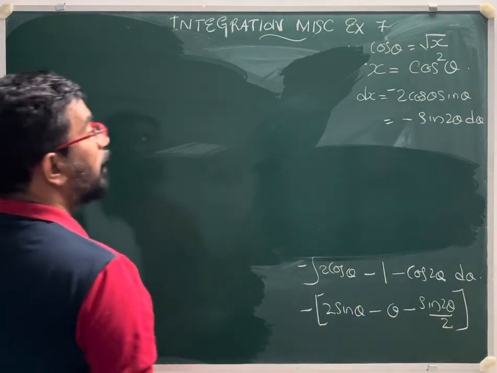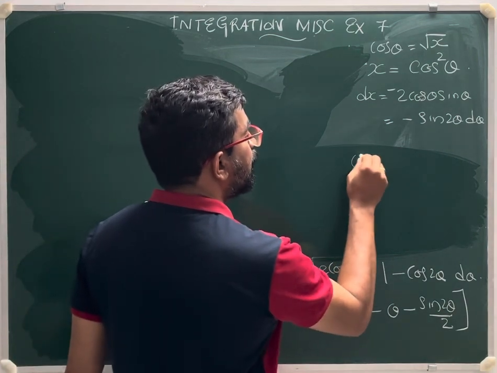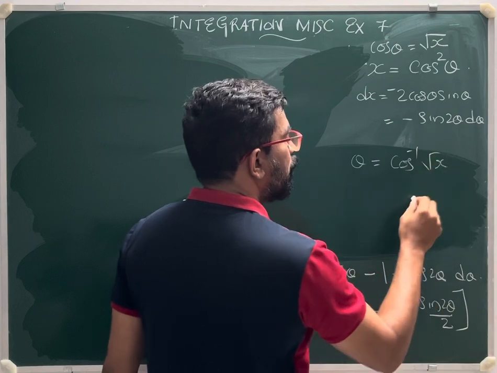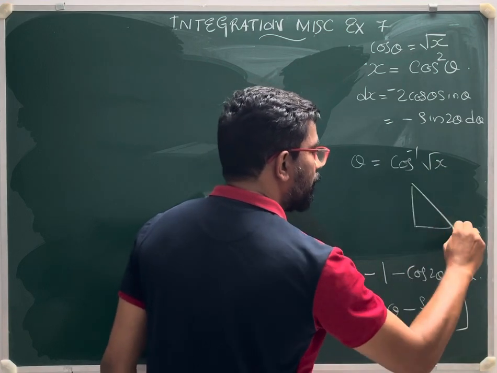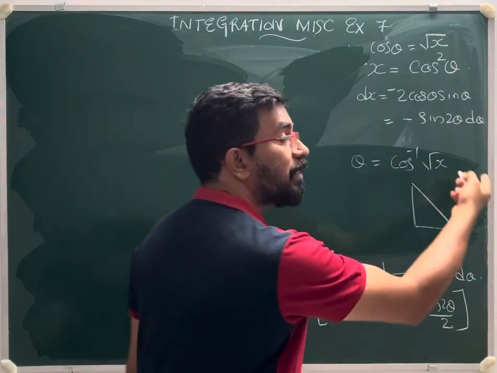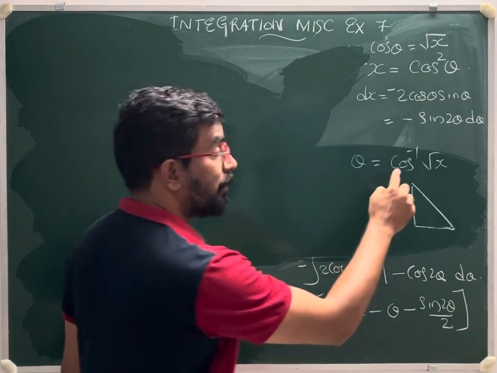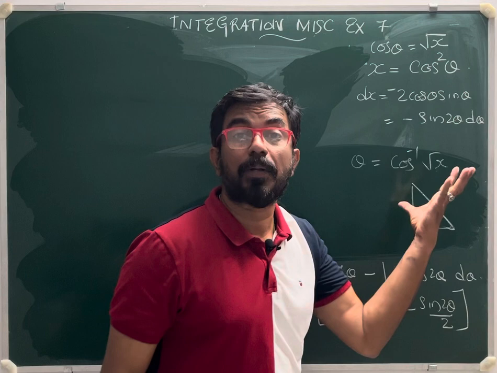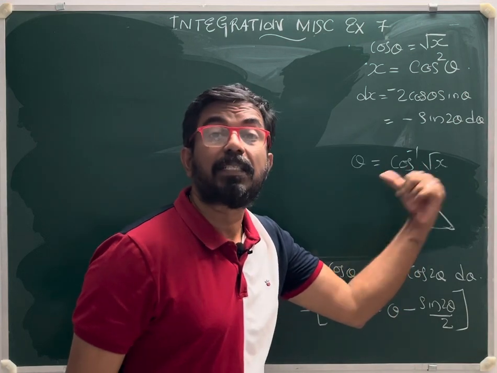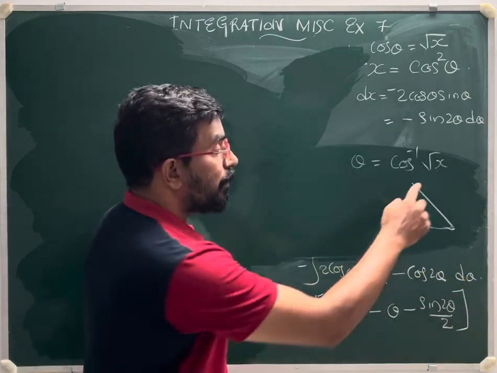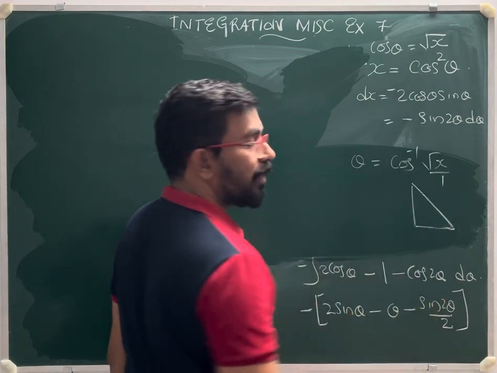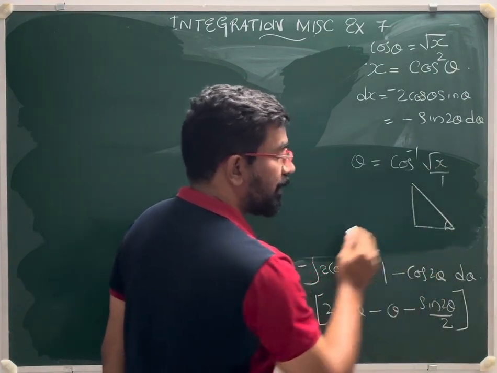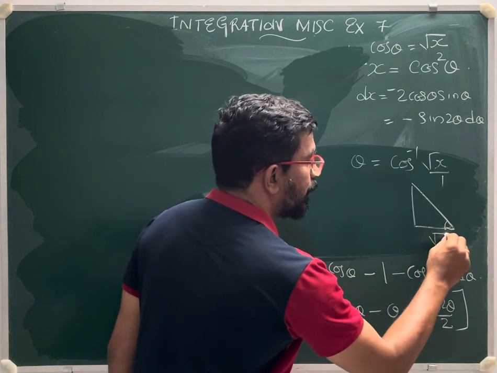Very carefully, please watch. We have theta is equal to cos inverse root x. You draw a right triangle. I am explaining how to convert cos inverse into sin inverse. Cos inverse root x. Cos, as you studied in 10th standard, is adjacent by hypotenuse. So root x can be written as root x by 1. So root x represents the adjacent side. Let me choose this angle. So this will be root x.